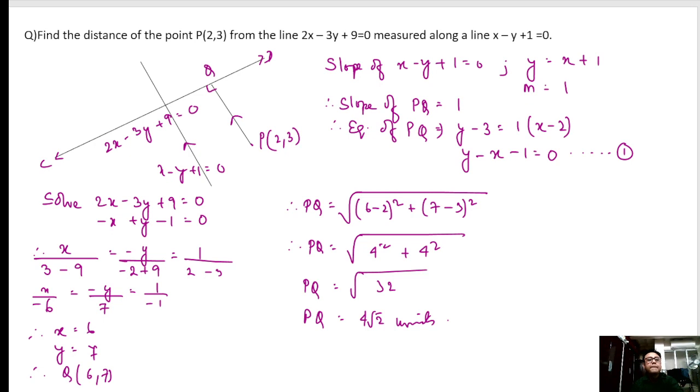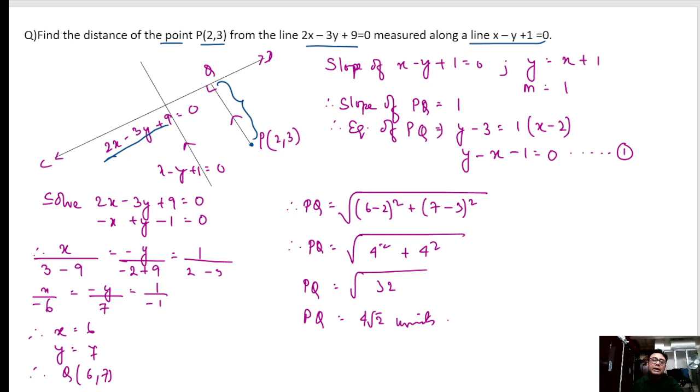Next, find the distance of the point this from the line this measured along this. So this is the point. I have to find the distance of this point from this line. This distance I have to find. But the distance should be measured along a line, along this line.